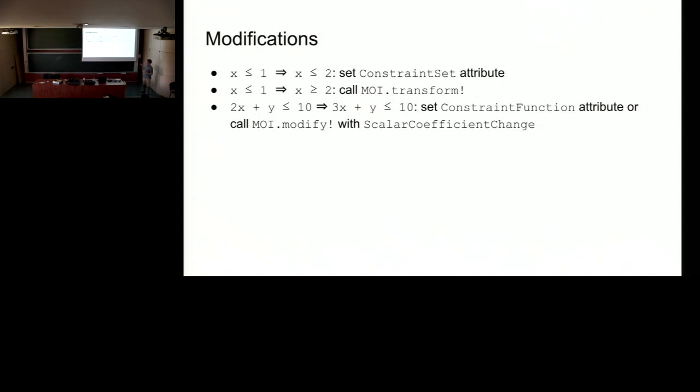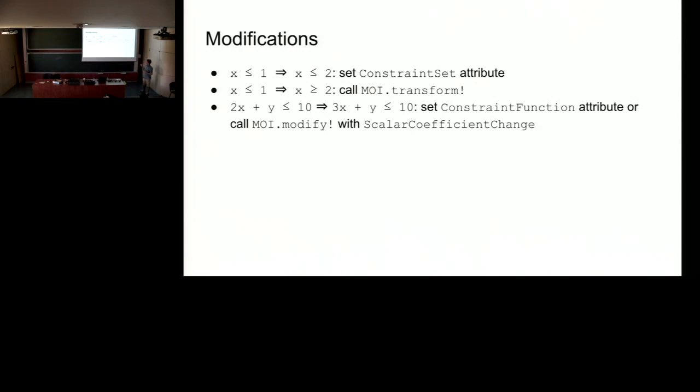If the set type in the constraint changes, then it's a little tricky, because the set is encoded into the reference object, the index object. So you cannot continue to use the same index. We have a function called moi.transform, where you can replace the set with a new set, and it will invalidate the old index and give you a new index. That's fine for simple things.